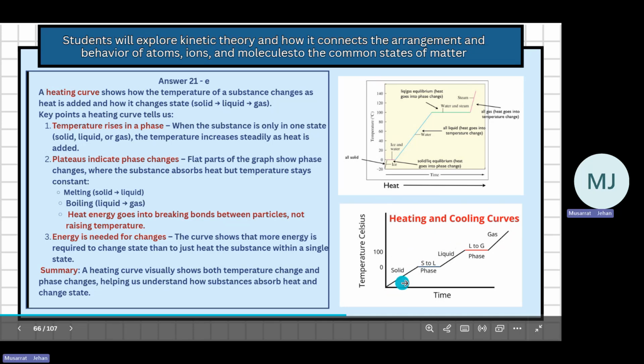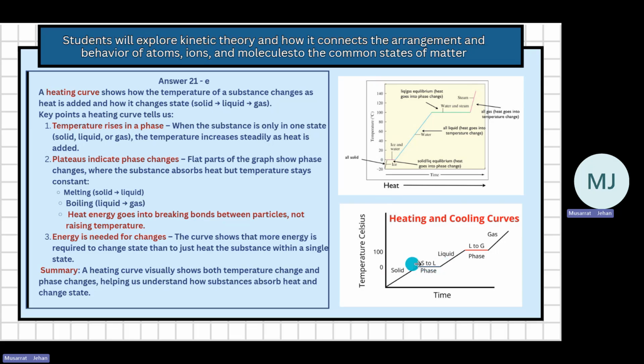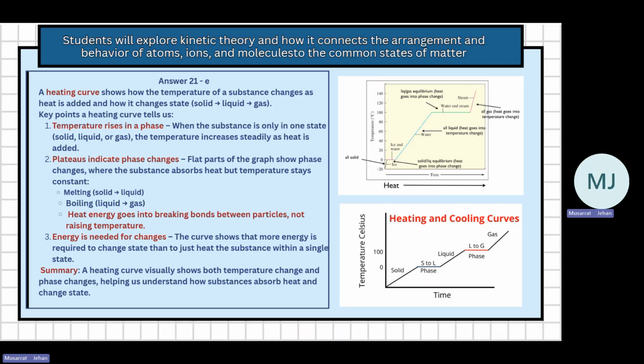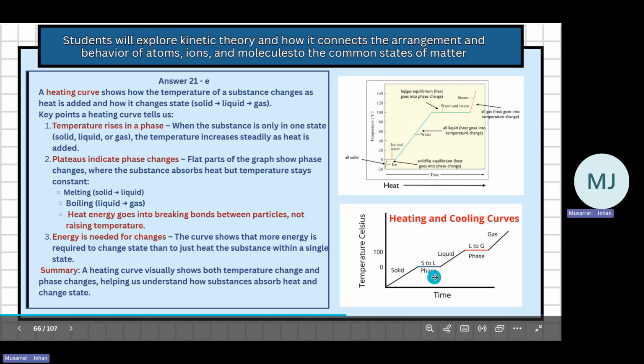Here it is a solid phase, then the solid starts changing into liquid, that is, melting is taking place. And when melting is taking place, at that time the temperature does not change. Once all the solid has melted into a liquid, then the temperature will start increasing again. And it will keep increasing till it reaches the boiling point.